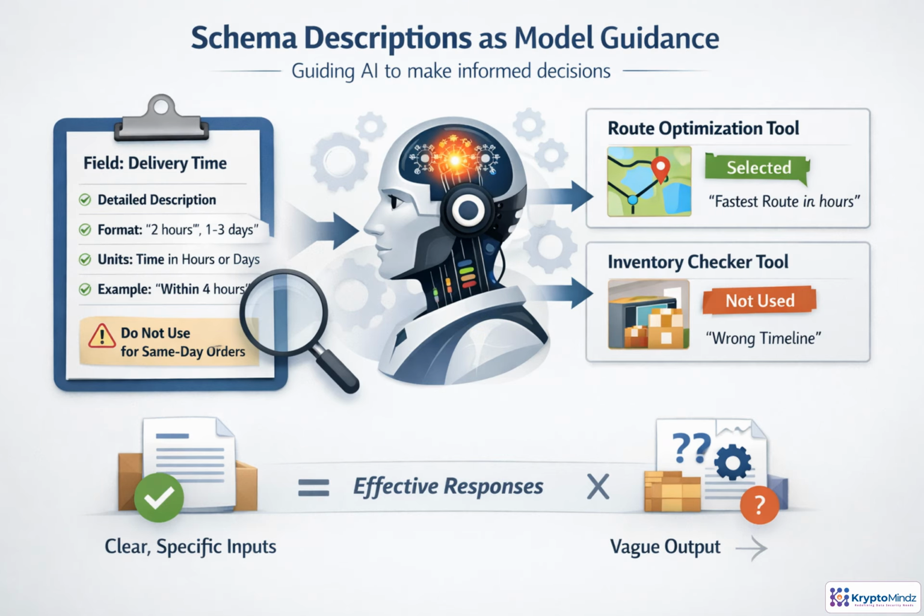Schema descriptions are part of the instruction surface for the model. A weak description like number of items leaves too much room for guessing. A production-ready description explains the meaning, allowed range, defaults, units, and examples. That guidance helps the AI choose the right tool and generate safer arguments. It also tells the model when not to use a field, which matters for optional or high-impact parameters. Treat every description as operational guidance, not decoration. If humans would ask a follow-up question, the model probably needs more detail too.